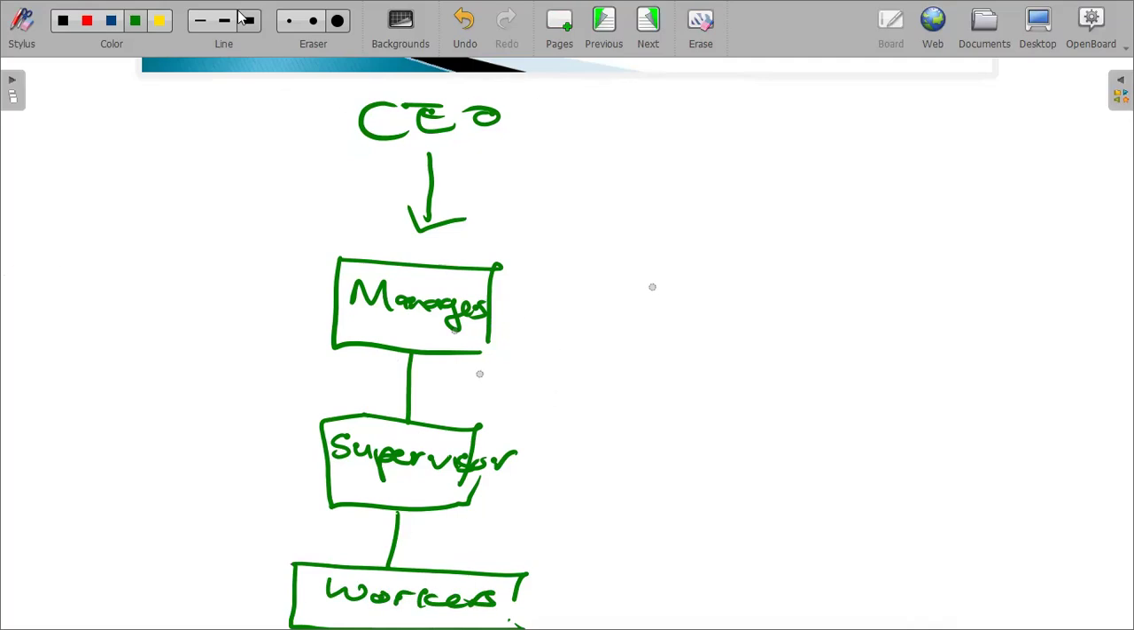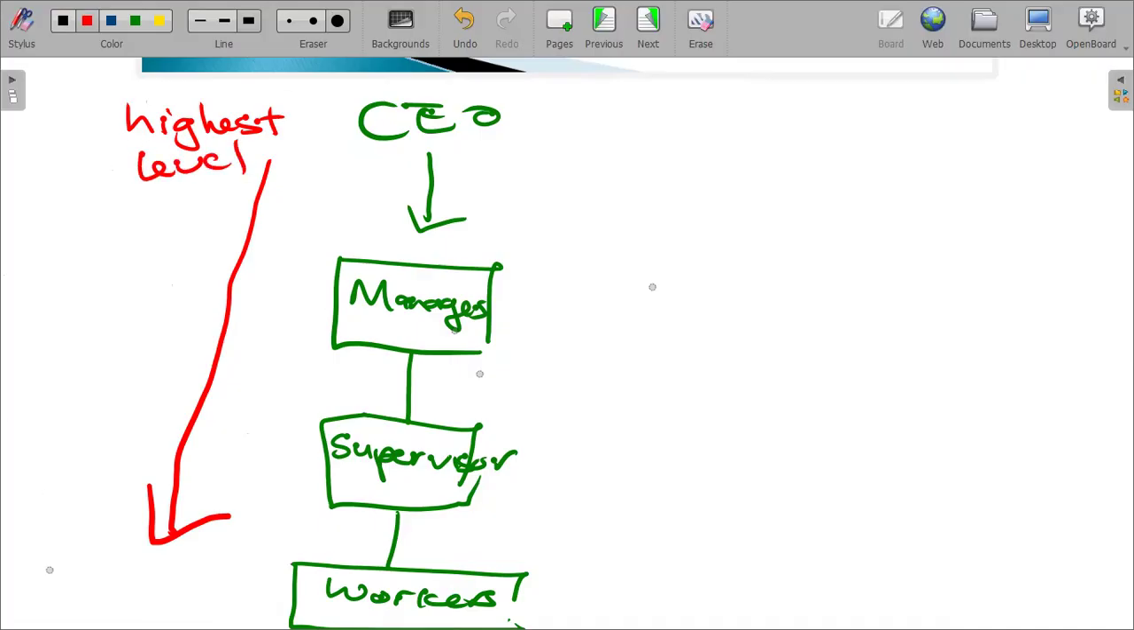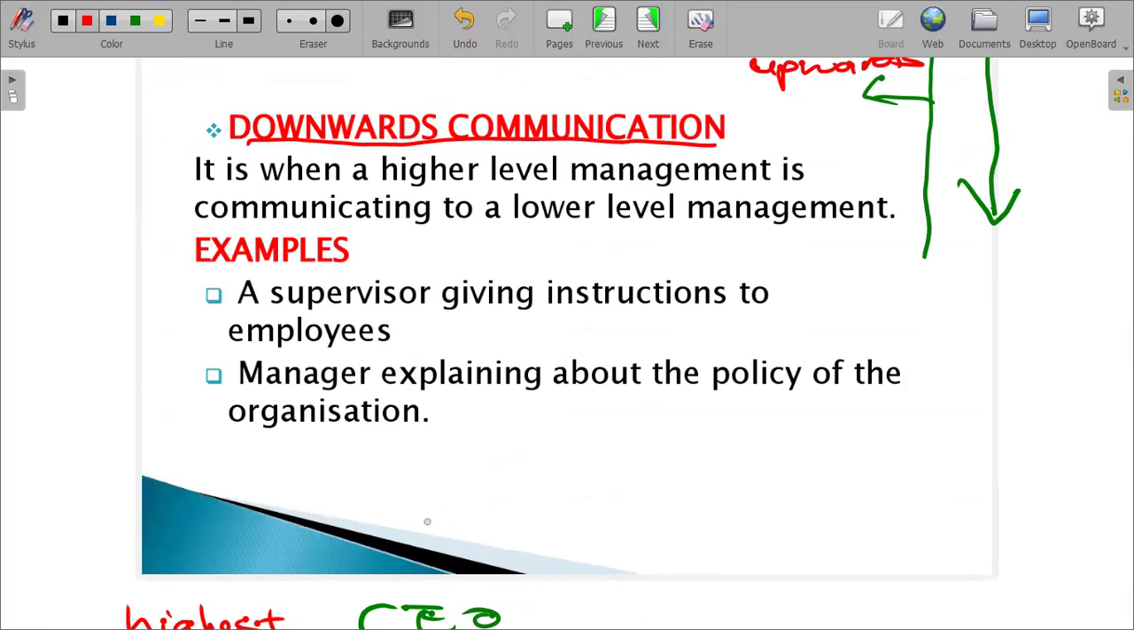Downwards communication is when management is communicating with the employees. That's a general downward communication. This is the highest level management, and this one is the lowest level management. When a higher level management is communicating to a lower level management, we call it downwards communication.